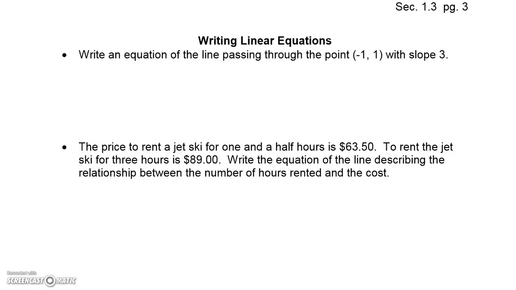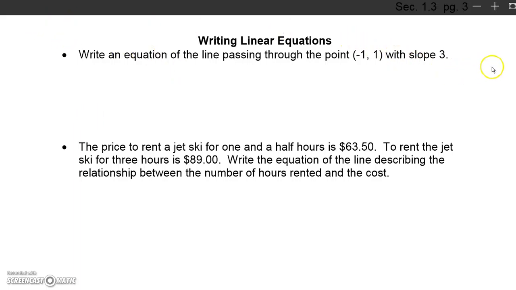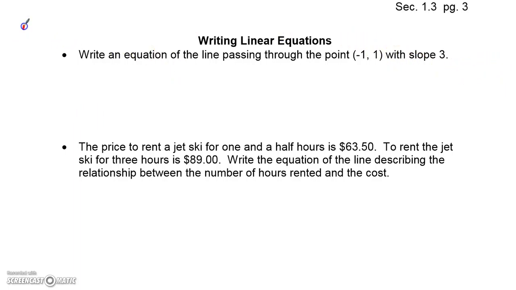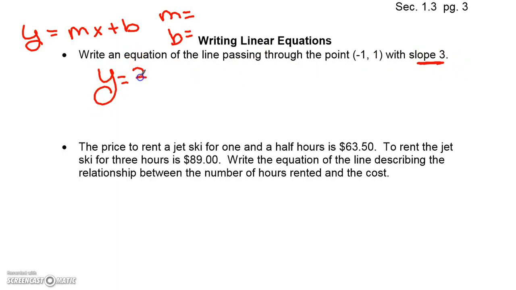So this is part 2 of section 1.3, and we're going to be writing linear equations. When you write linear equations, we want to use the form y equals mx plus b. So we've got to be able to find the slope, and we've got to find the y-intercept. They give us our slope of 3, so we already know the 3x part. But now we've got to find the plus b part.